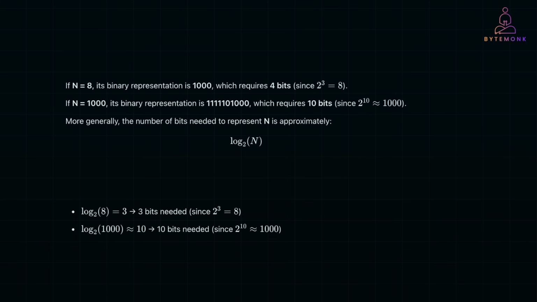More generally, the number of bits needed to represent n is approximately log of n with base 2. This works because taking log base 2 of a number tells us the power to which 2 must be raised to get that number, which corresponds to the number of bits required. For example, log of 8 base 2 is 3. 3 bits is needed since 2 power 3 is equal to 8. Log of 1000 base 2 is approximately 10, which means 10 bits are needed, since 2 power 10 is almost equal to 1000. So log of n gives us the approximate bit length required to store n in binary.